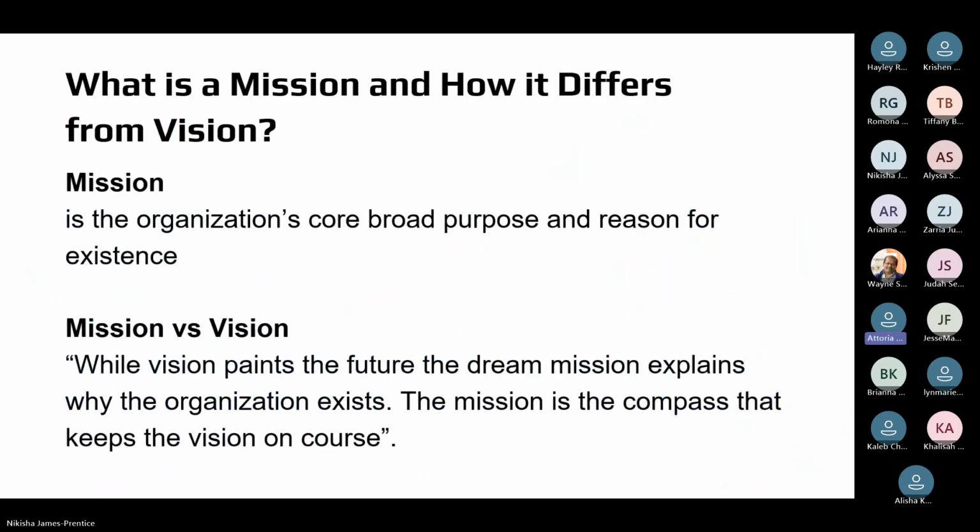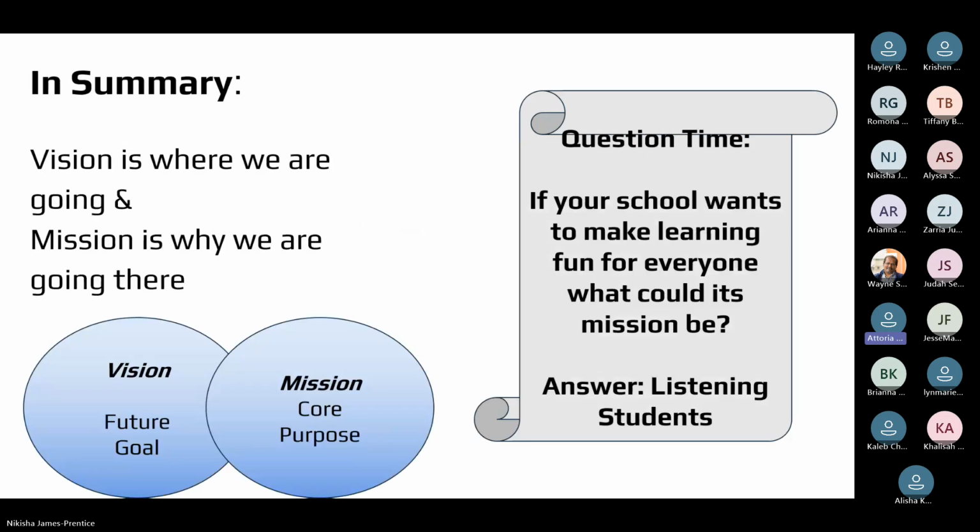What is a mission, you may ask, and how does it differ from vision? Mission is the organization's core broad purpose and reason for existence. While vision paints the future, the dream, mission explains why the organization exists. The mission is the compass that keeps the vision on course. In summary, vision is where we are going and mission is why we are going there.